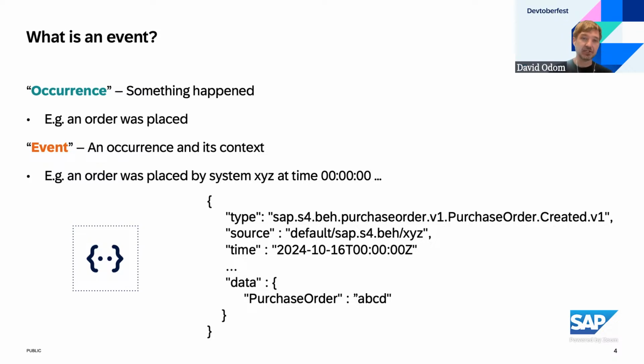I'll mention it again later, but we can see in this object that we have an event type. This is an S4 purchase order created event type. We see the source, that this came from an S4 system, and in particular, tenant XYZ. We see the time it happened. These are all header attributes, carrying some context. And then we see the data object itself, where in this case, we just have a purchase order ID. Other events can have lots more content in the payload. This is just one example.